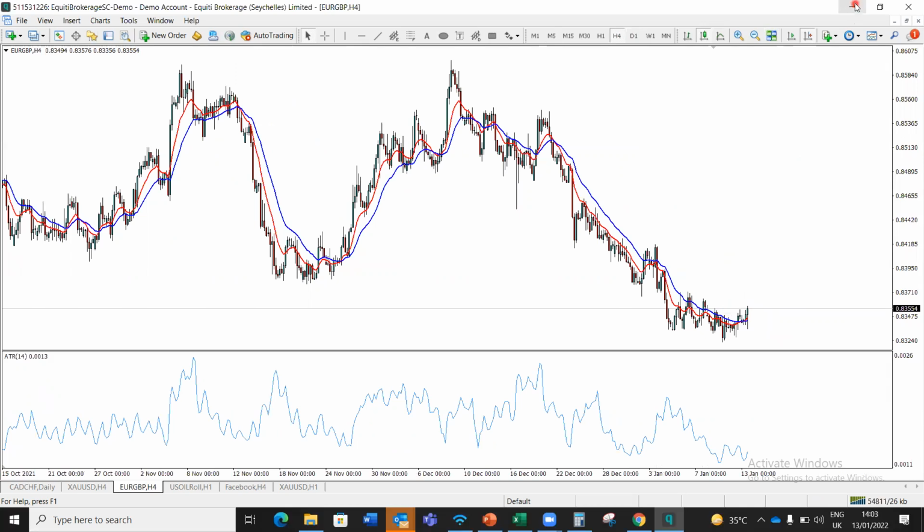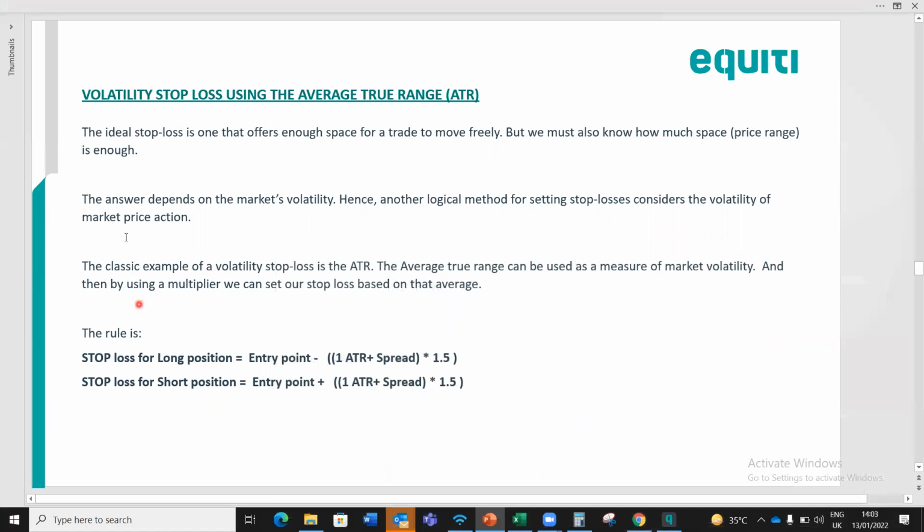So we have the average true range already installed now. Now let's get down to business. The ideal stop loss is one that offers enough space for a trade to move freely, but we must also know how much space, that is a price range, is enough. The answer depends on the market volatility. Hence, another logical method for setting stop losses considers the volatility of market price action. The classic example of a volatility stop loss is the ATR, the average true range.